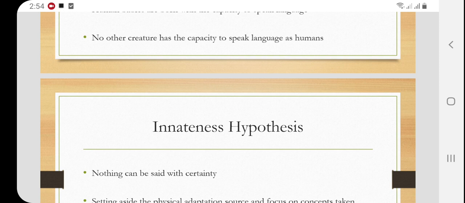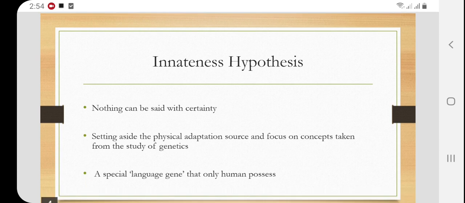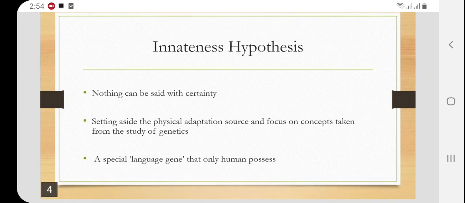They do not have the capacity. So it is only human beings who are blessed, genetically, that they can speak language. The innateness hypothesis says that nothing can be said with certainty. Definitely we cannot say anything with certainty about how we speak language, as we have discussed many sources: the physical adaptation source, a natural source, and other sources also. Now we are discussing this genetic source. These are the beliefs, the different historical facts that historians have given to us for the sake of studies, for the sake of understanding.